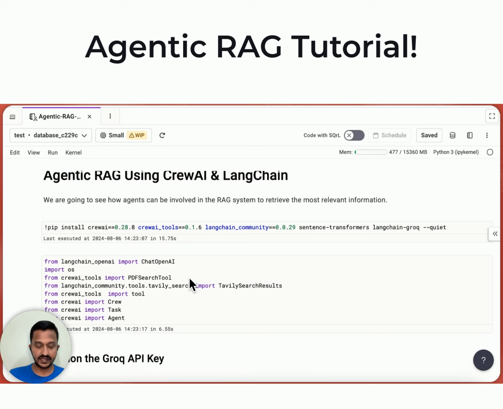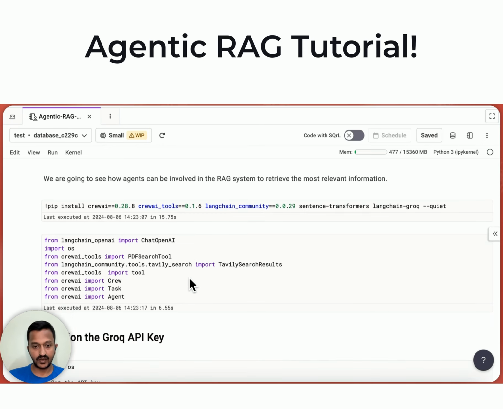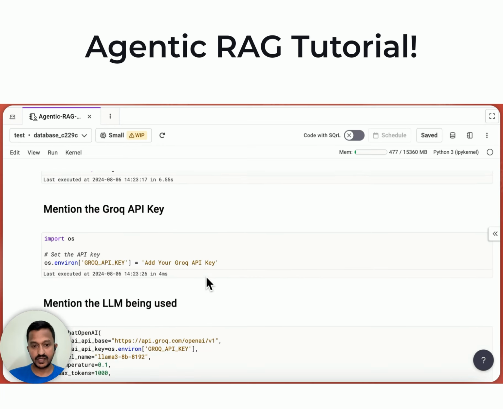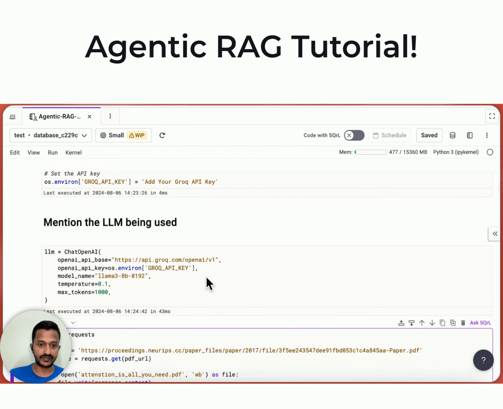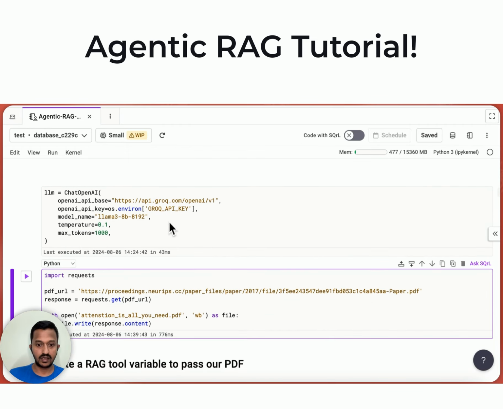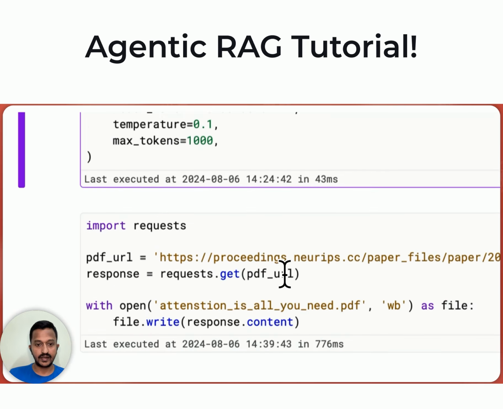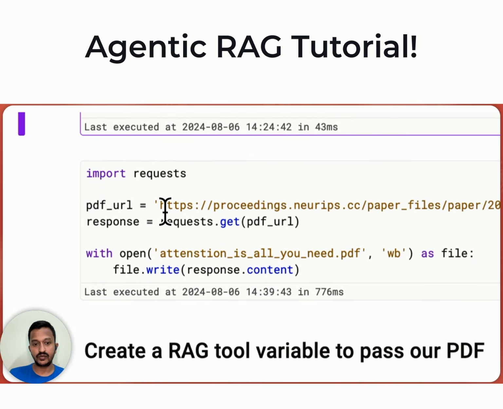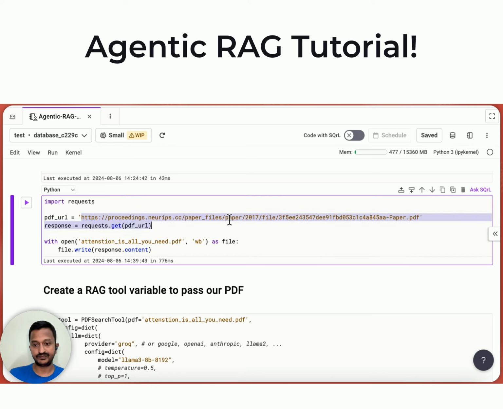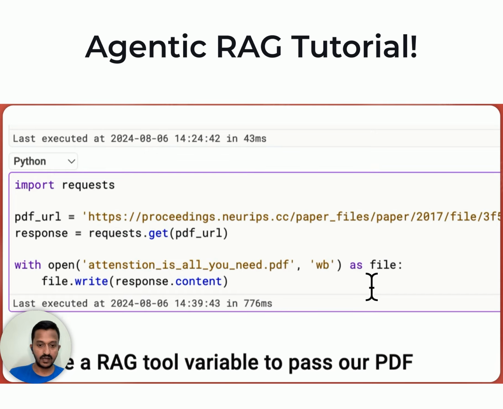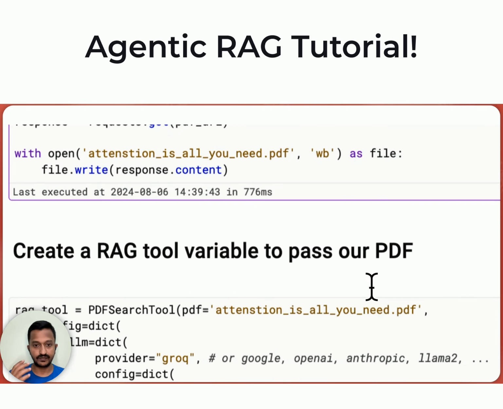So first things first, install whatever is required: CrewAI, LangChain community, sentence transformers, Grok, and then let's mention the Grok API key. Mention the LLM being used. That is what we are doing now. The model name is Llama 3 8B 8192. And we are basically using this particular PDF, Attention Is All You Need, the publicly available PDF, as our custom data.